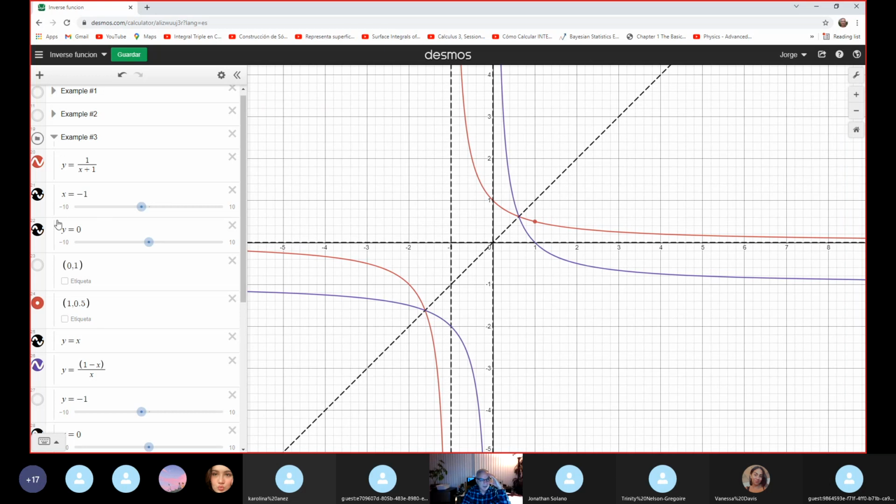Let me omit the asymptotes temporarily. Focus on the red graph and the purple graph. Completely, the red one is symmetric with respect to that. Now the line y equals x behaves like a mirror. Suppose the red is the image of the purple, or the purple is the image of the red. Okay, now I restore the asymptotes.